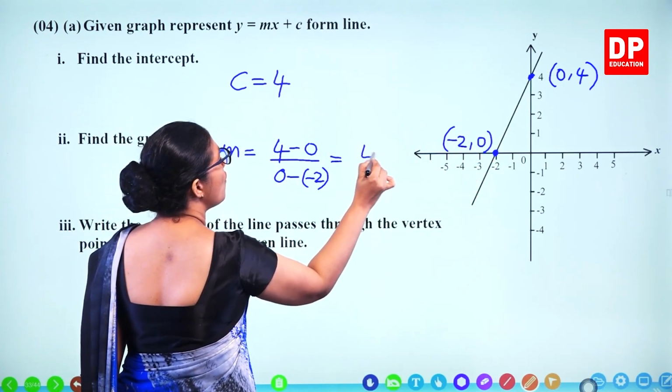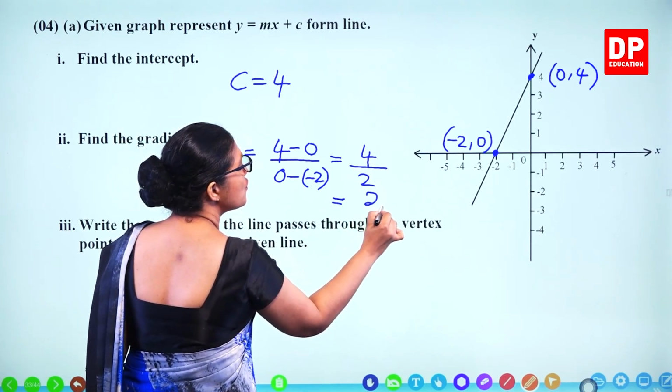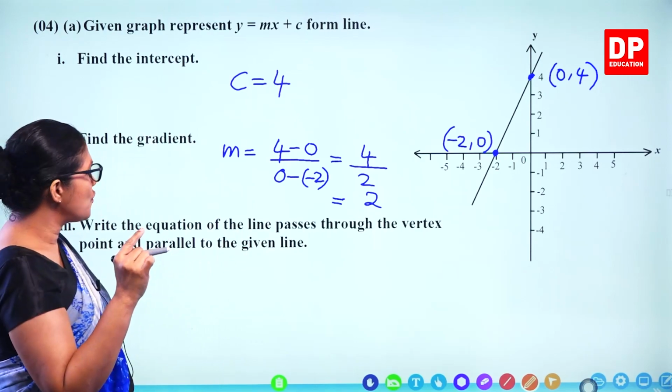So what's the answer? 4 over, this becomes plus 2. 4 over 2 becomes 2. So the gradient becomes 2.